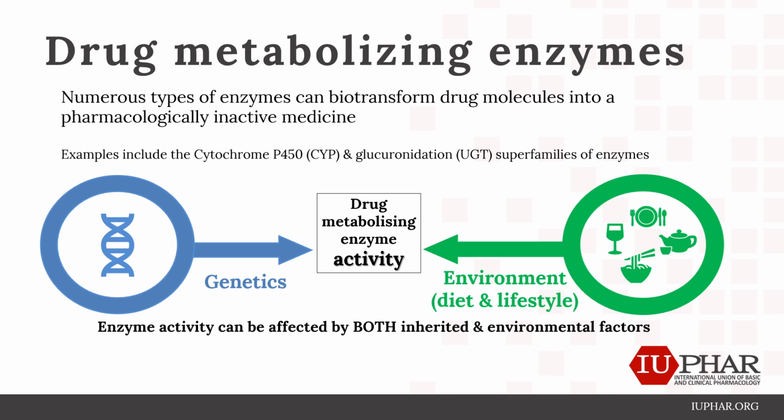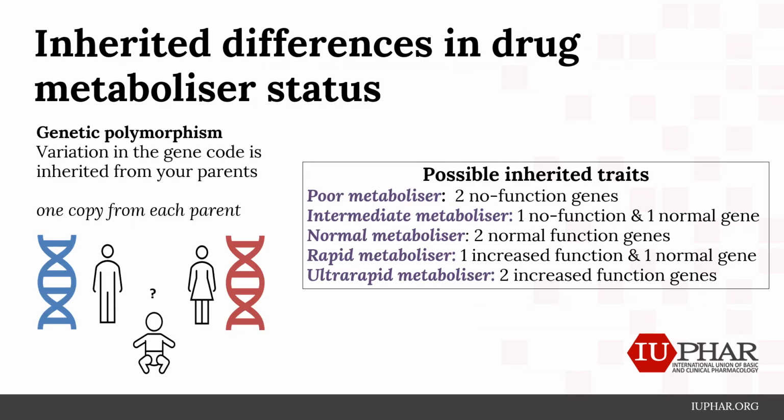So let's first think a little bit about the genetics. Well, we've all inherited our poor metabolizer status from our parents, and that is because of something called genetic polymorphism, which is simply variation in the gene code between individuals. So remember, we get one copy of a gene from each parent, and we end up with a number of different possible inherited drug metabolizer traits in people.